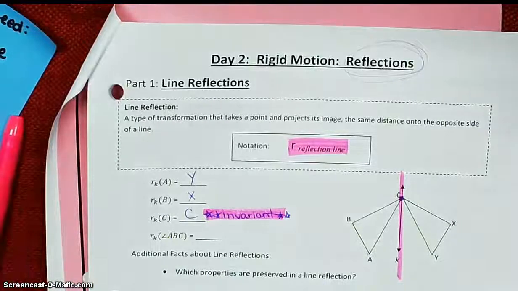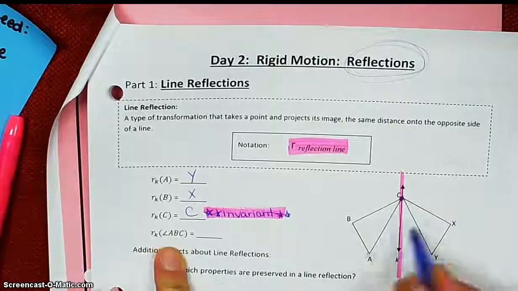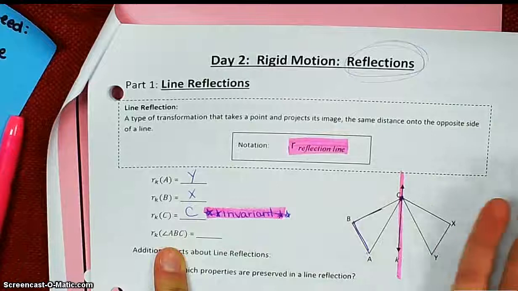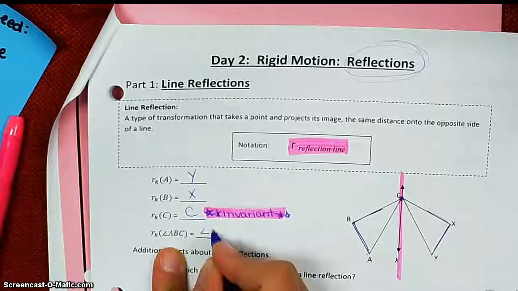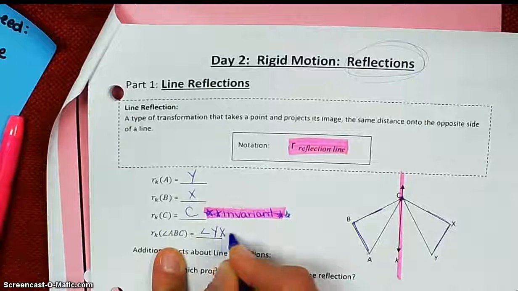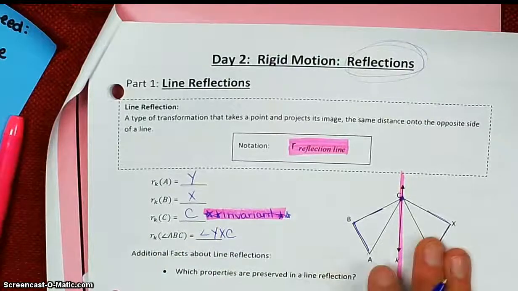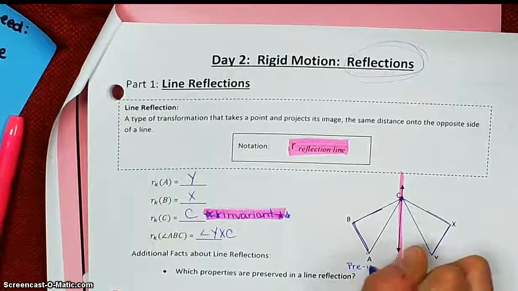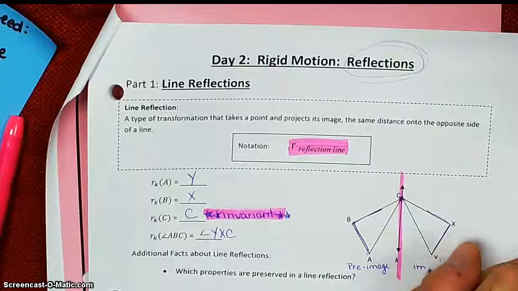Okay, and then next we have a reflection over line K, angle ABC. So if we take an angle and we want to reflect it over, it's going to remain the angle, and it is going to be angle Y, X, and C. Okay, so taking a look at this picture, we have our pre-image. This is what we started with. And we projected it onto the other side, which became our image.